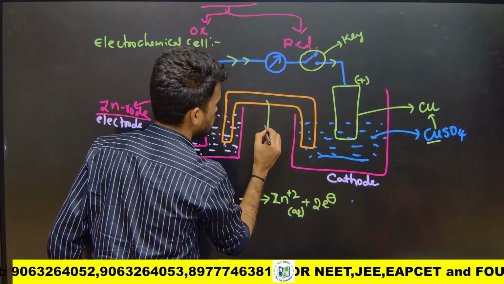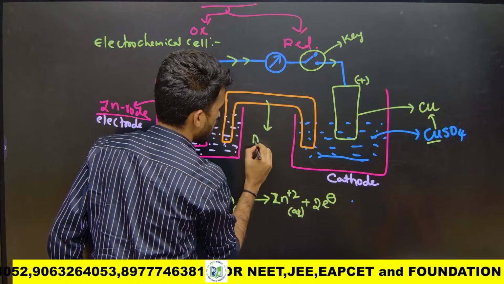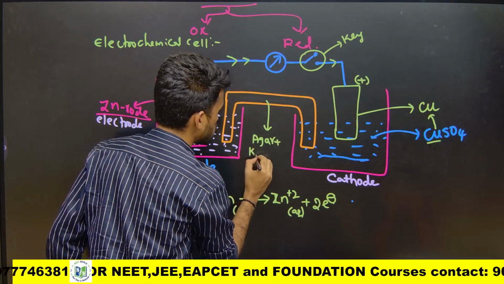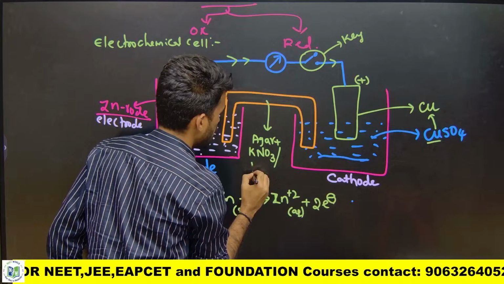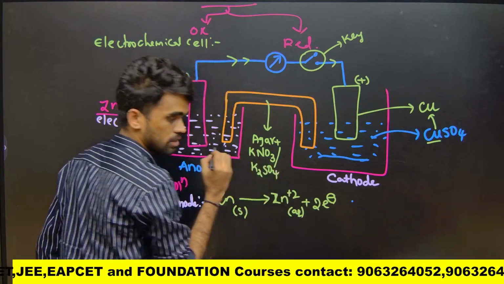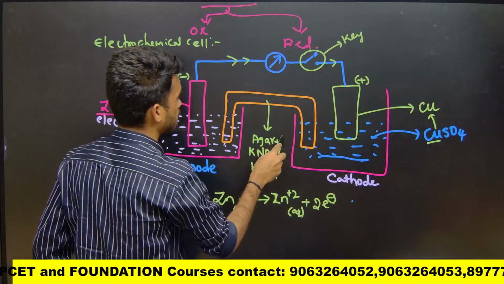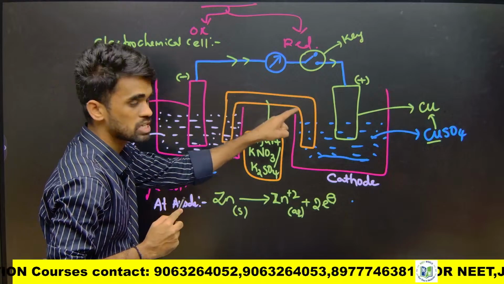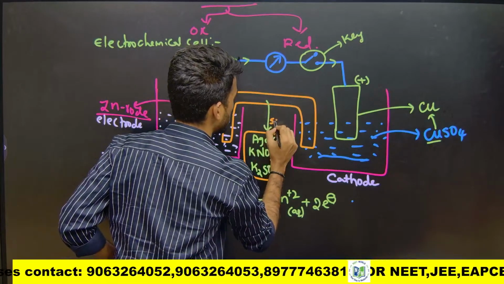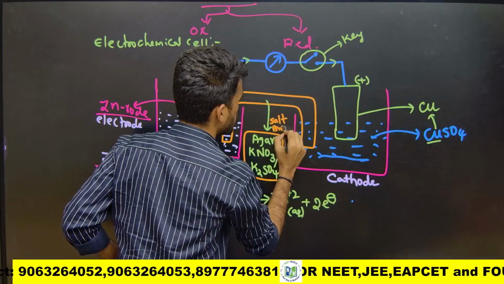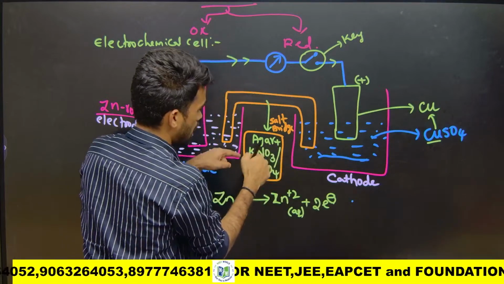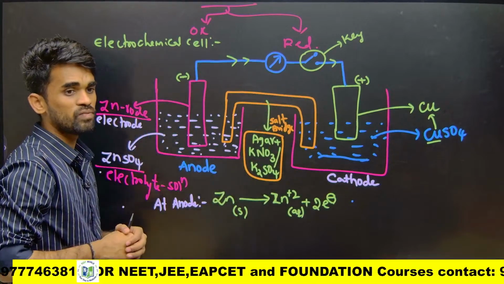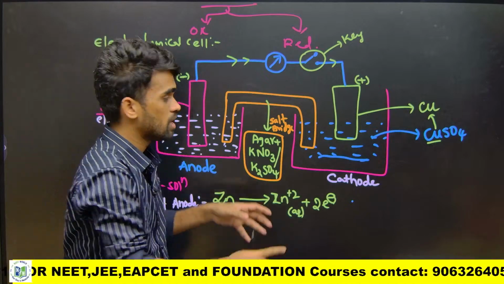So what does it contain now? It contains agar-agar with some electrolyte. Agar-agar boiled with KNO3 solution or K2SO4 solution, something like this. Okay, so now it will become a pasty mass. That pasty mass will be filled in this salt bridge. Okay, so now what is the use of filling this agar-agar with KNO3 or K2SO4 in this salt bridge? So that completes the circuit.